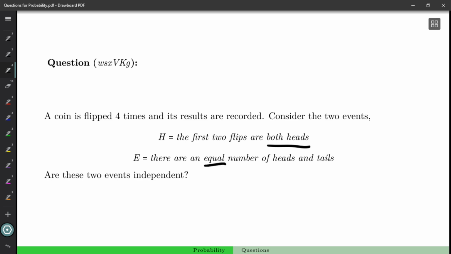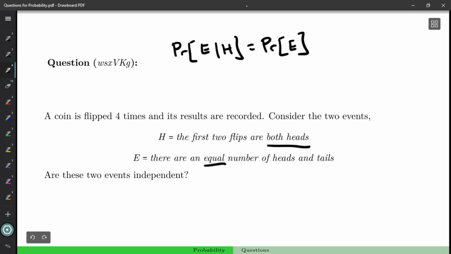Alright, so we know that 2 events are independent if knowing that one has occurred does not change the probability of the other one occurring. So, for example, if E and H were independent, then knowing that the first 2 flips were heads, my probability for having an equal number of heads or tails would remain unchanged.